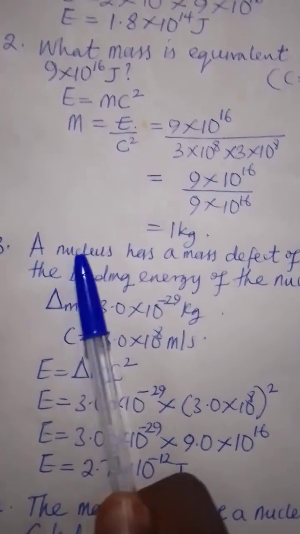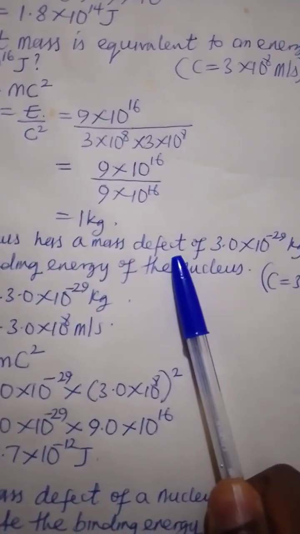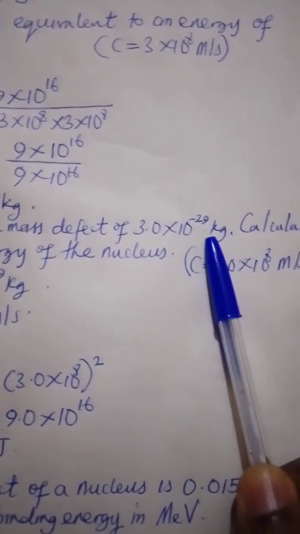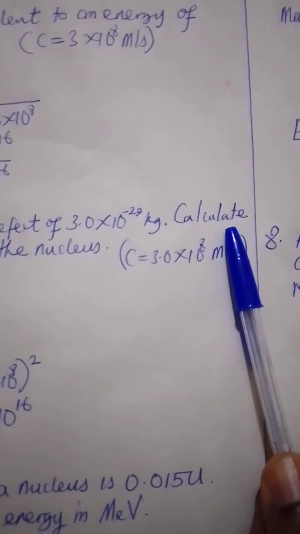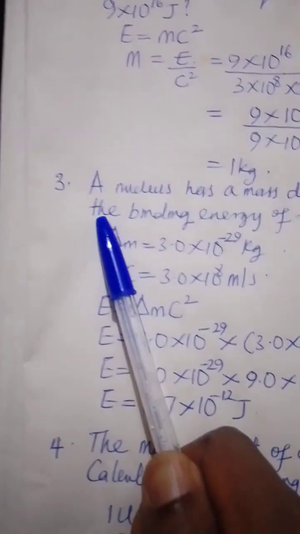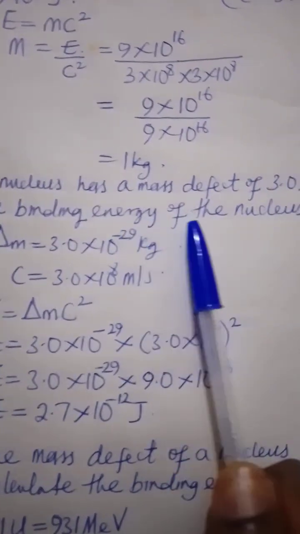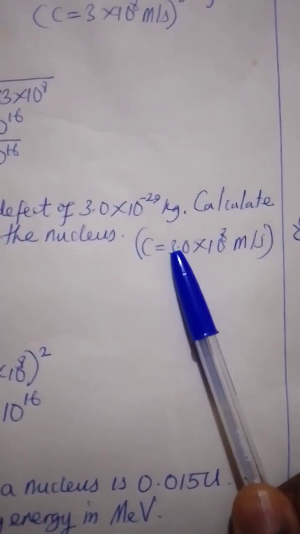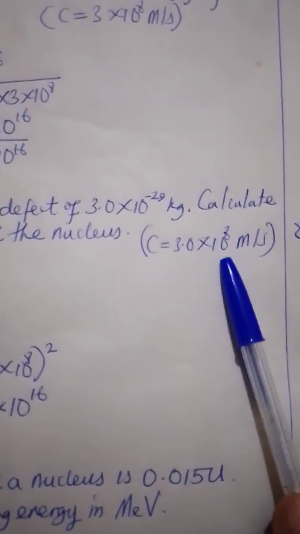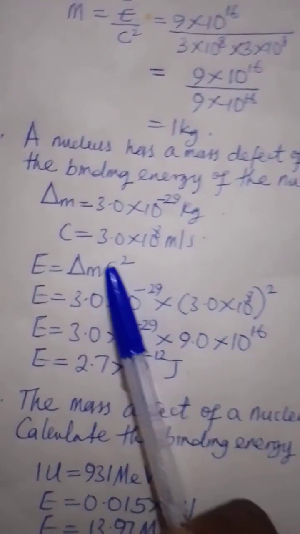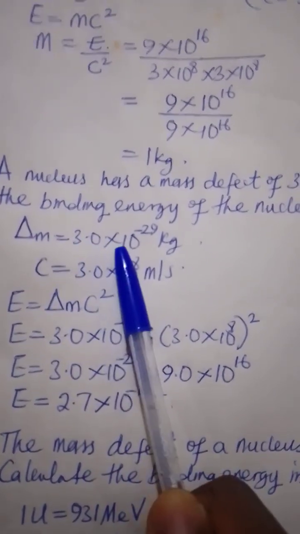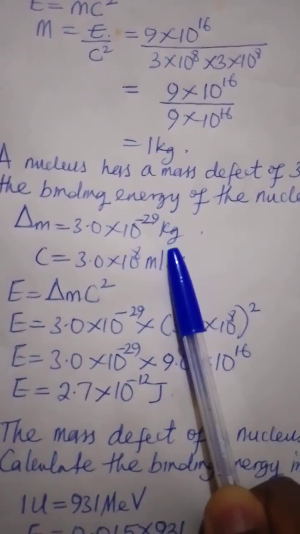Question 3. A nucleus has a mass defect of 3.0 times 10⁻²⁹ kilogram. Calculate the binding energy of the nucleus. We are given C to be 3.0 times 10⁸ meters per second. So we're told the mass defect is 3.0 times 10⁻²⁹ kilogram.